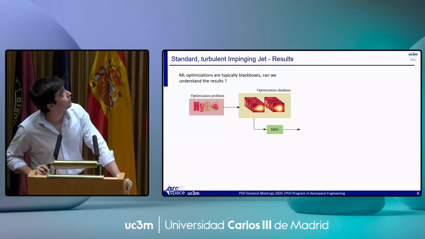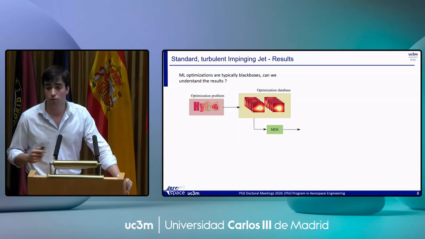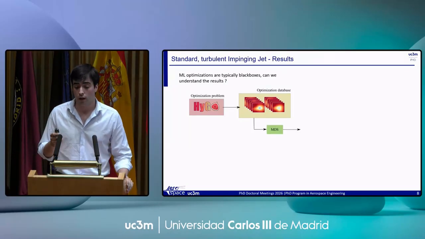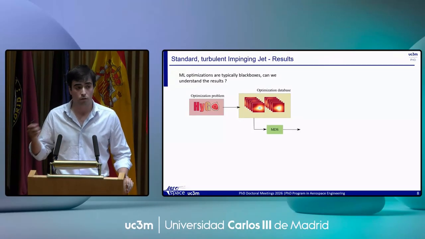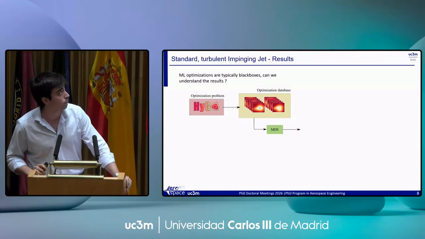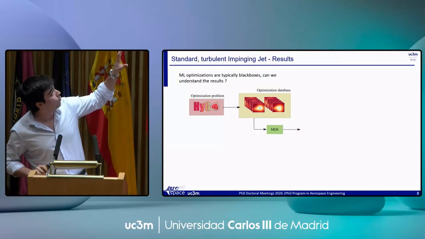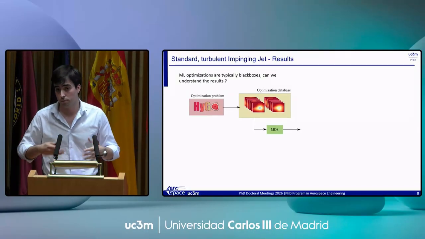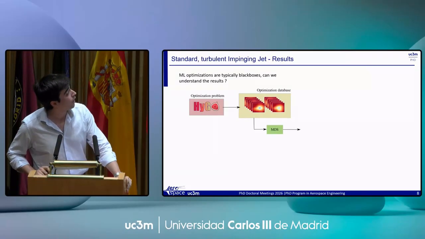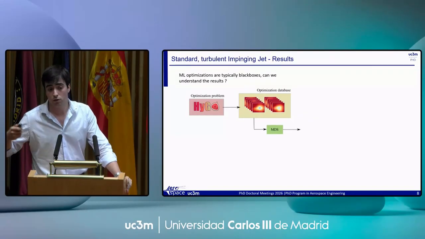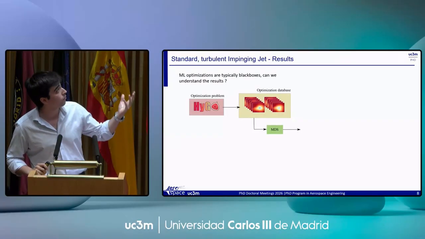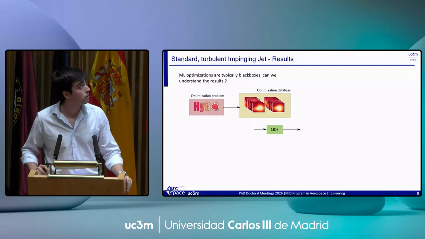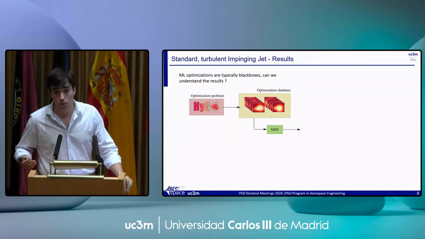Because typically, machine learning optimizations are black boxes, so it is difficult to interpret the results. And it is difficult, for example, to understand why a certain change in a variable leads to a very huge improvement. So from the optimization problem, we have an optimization database, which is formed by all the cases that the optimizer has been trying throughout the optimization. We have for each case the different frequencies, duty cycles, and the results for each case.